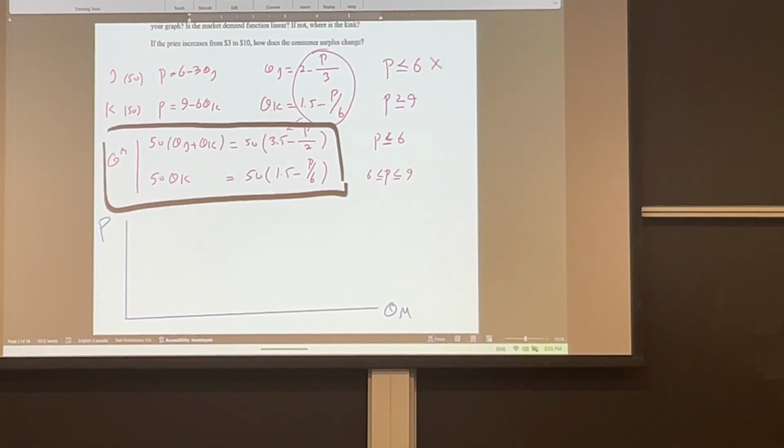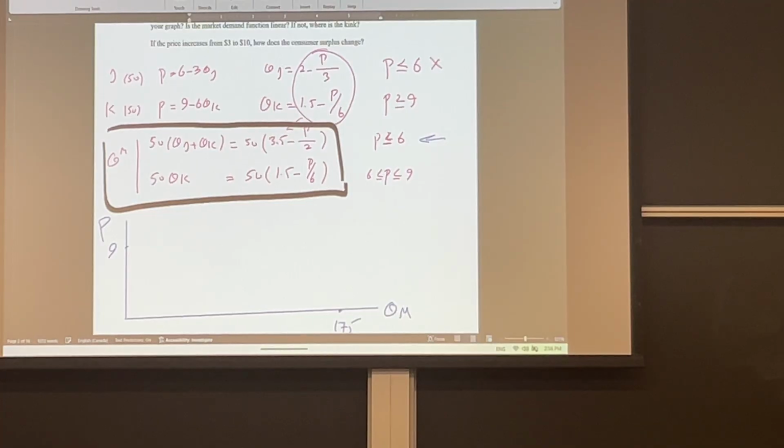The highest price in this market is how much? 9. What's the highest quantity in this market? That's when the price is 0. How much do you get? 175. You should use the first line. That is when the price can be less, it can be 0.